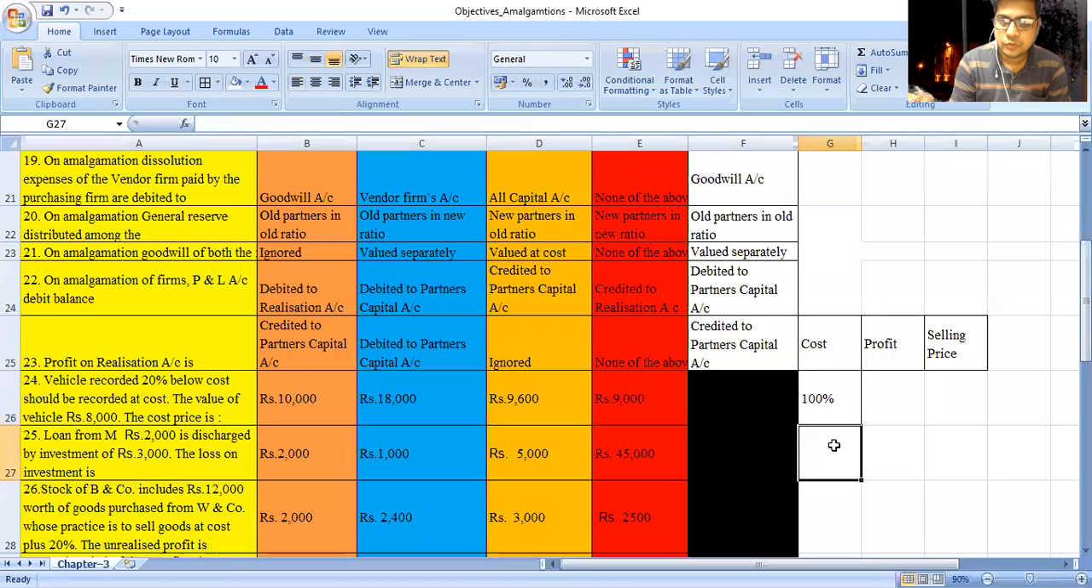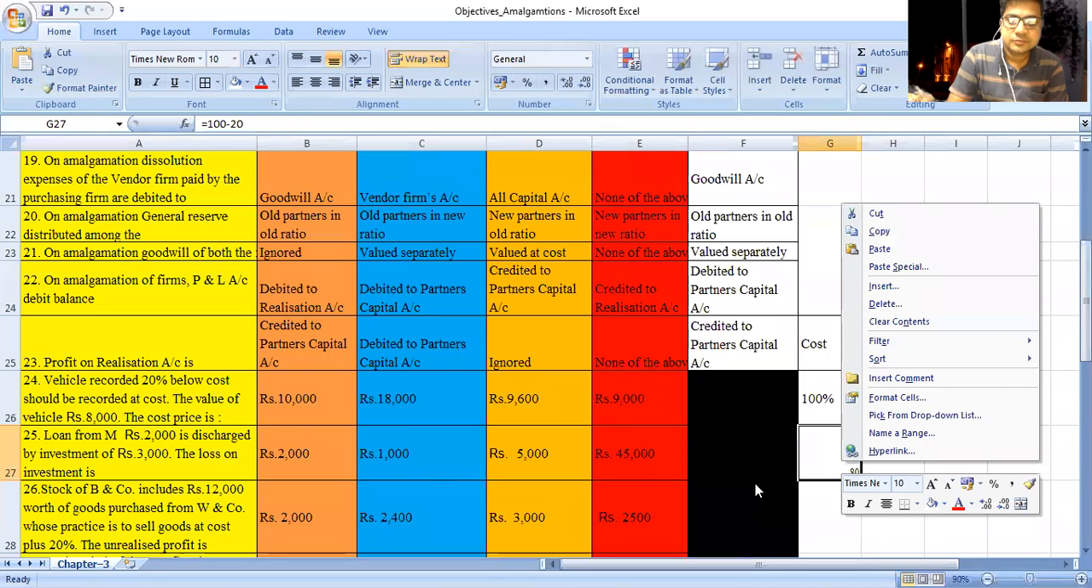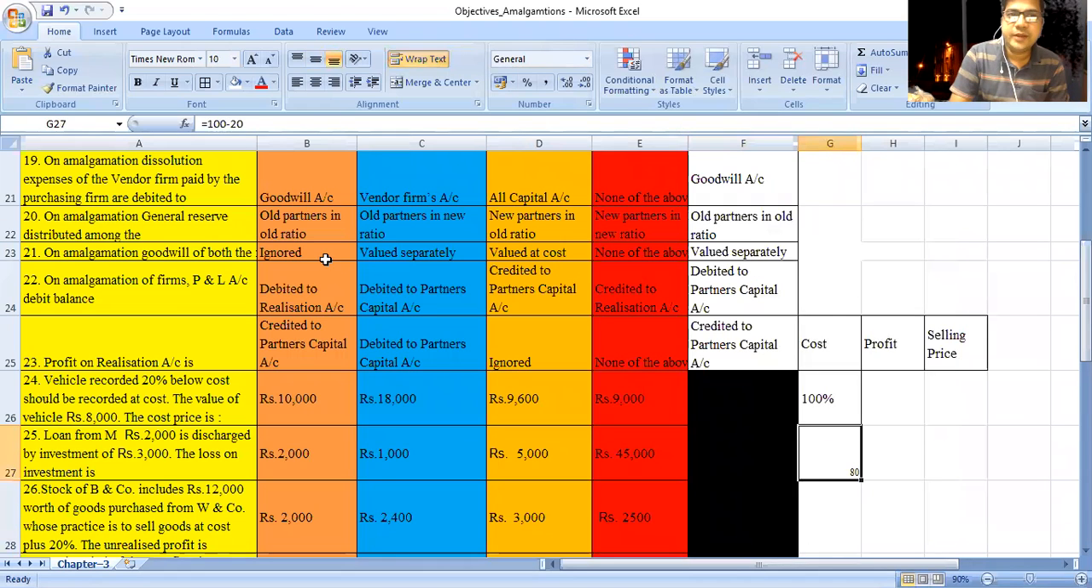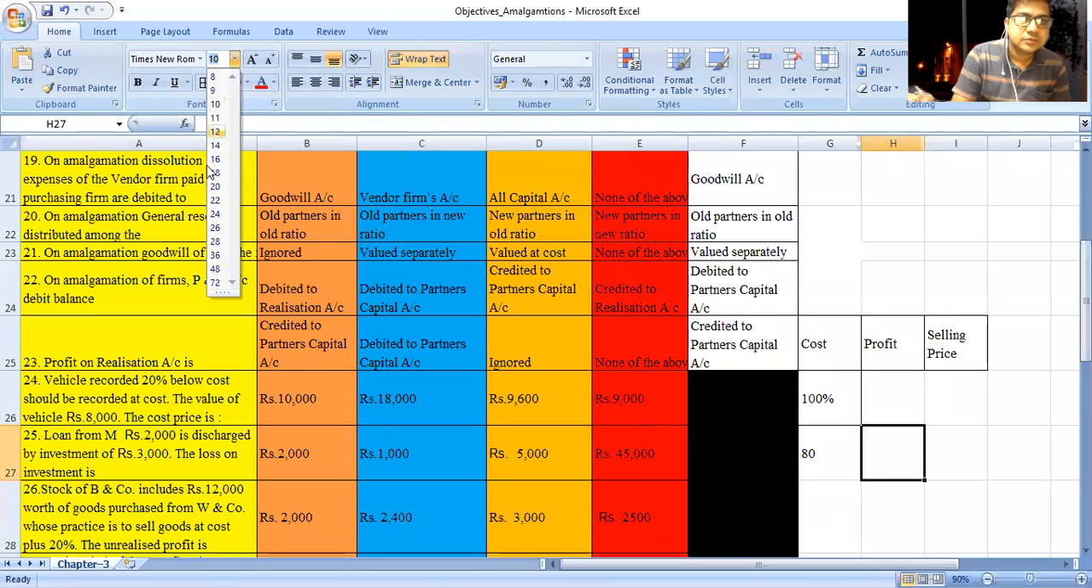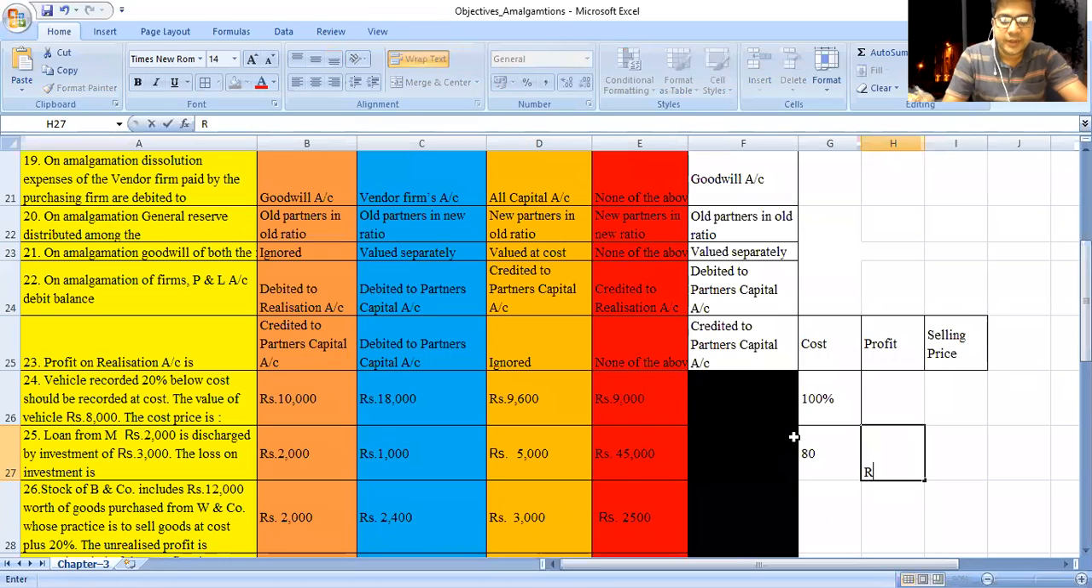Now they recorded this cost 20% below. 20% below means 100 minus 20, which means they recorded 80% of the value. And then they say that this value, 80%, is 8,000.